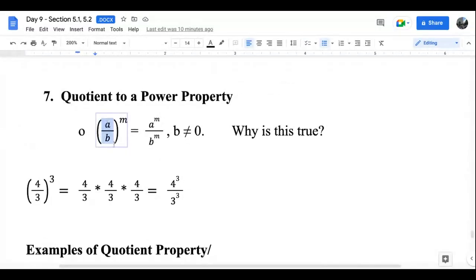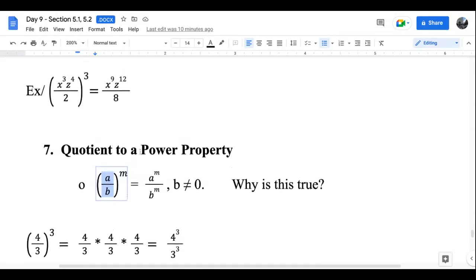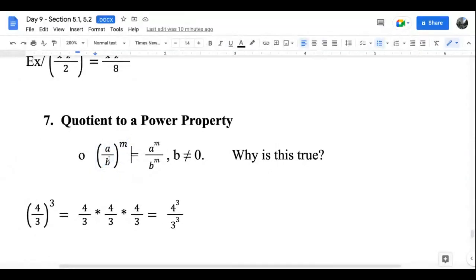We require the denominator not to be 0, because in mathematics, we don't deal with a denominator of 0. So if this quotient is inside parentheses and the exponent is outside the parentheses, we need to distribute m to the numerator and m to the denominator. So we get a to the mth power divided by b to the mth power.